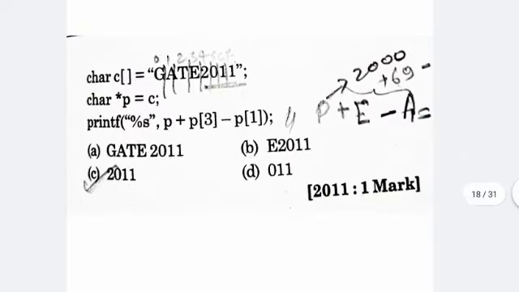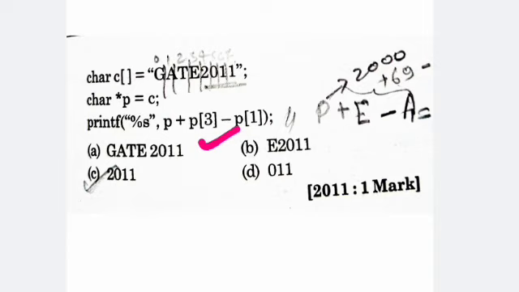Now come to the next question. The program is given like: character array C equal to "GATE2011" and character pointer P equal to C. Print the value of P plus P[3] minus P[1]. Here we use ASCII values to get the right answer. There are 4 options: GATE2011, E2011, 2011 and 011.